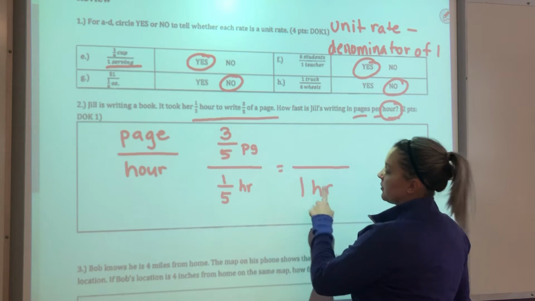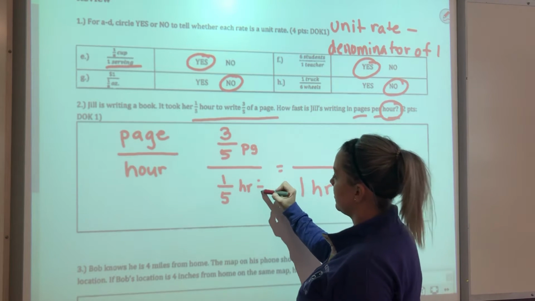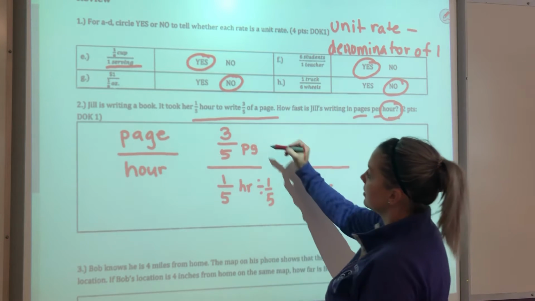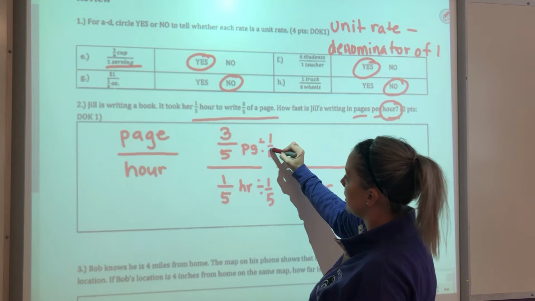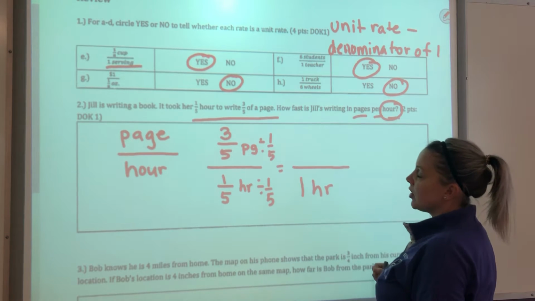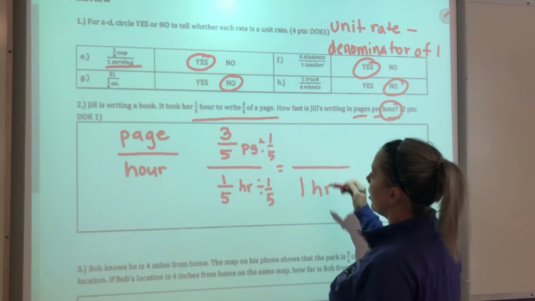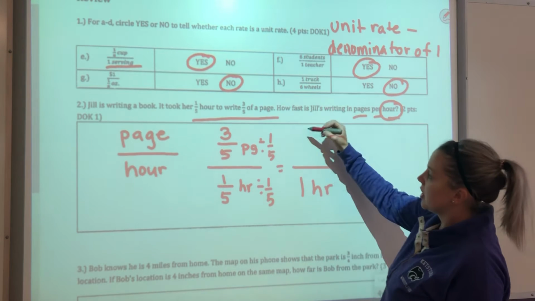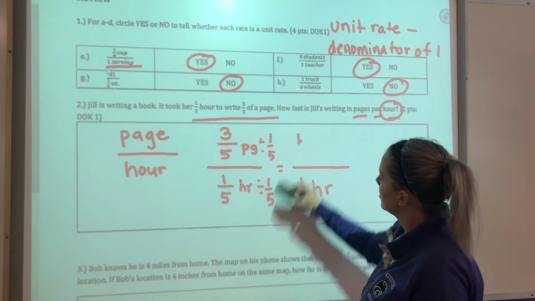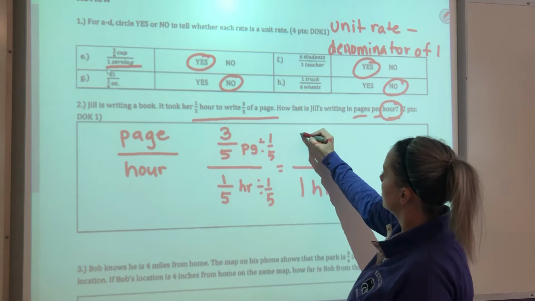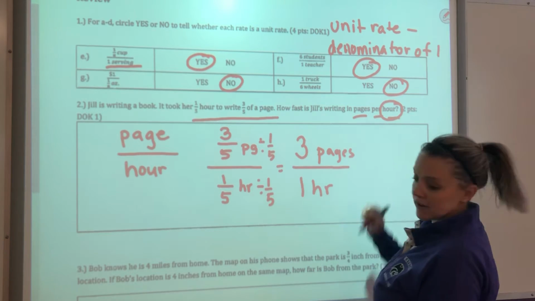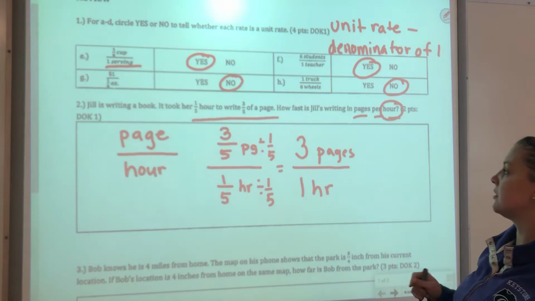So to get from 1/5 to 1, I divide by 1/5 in my denominator. And whatever I do in my denominator, I have to do in my numerator. So 3/5 divided by 1/5 is 3 pages. So Jill can write 3 pages in 1 hour.